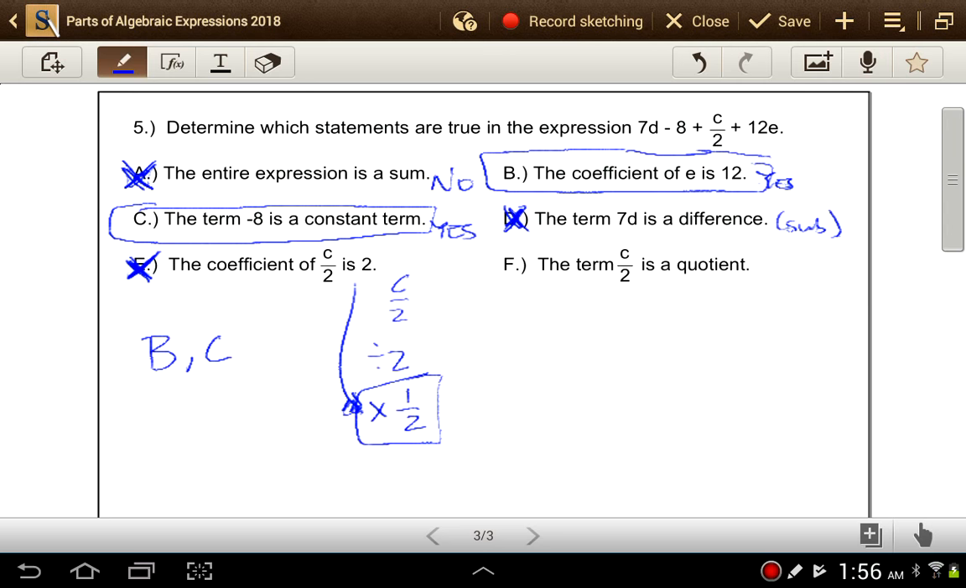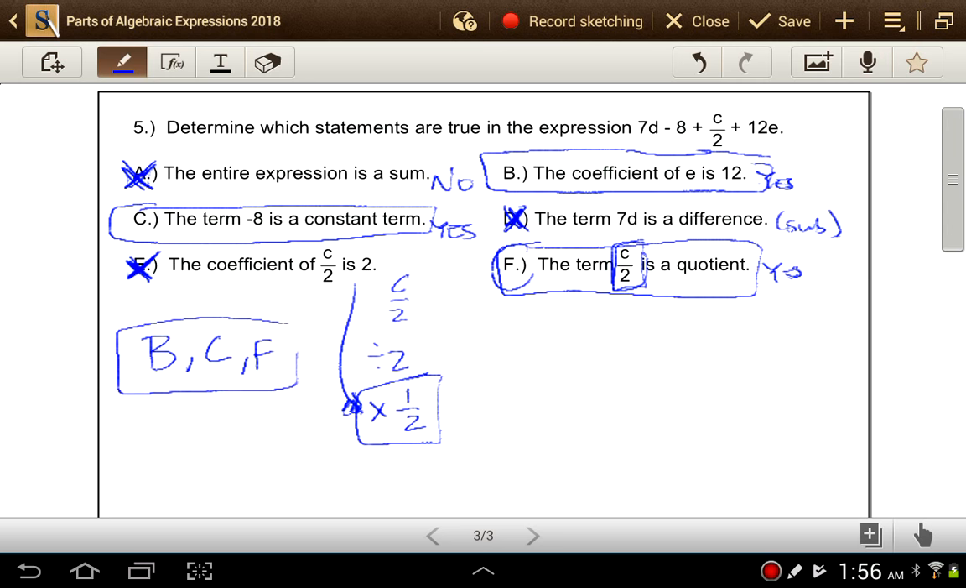Now for F, the term C over 2 is a quotient. Yes, that is true. Why? Because this is division right here. So you are dividing there, so that makes this a correct answer. So the ones that are correct are B, C, and F.